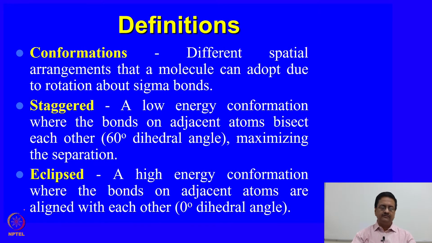In the last class, we were talking about various conformations like staggered and eclipsed conformers. We have understood that a staggered conformer is a low energy conformation and the eclipsed conformation is one of the high energy conformations. We will try to understand the same using some energy values.